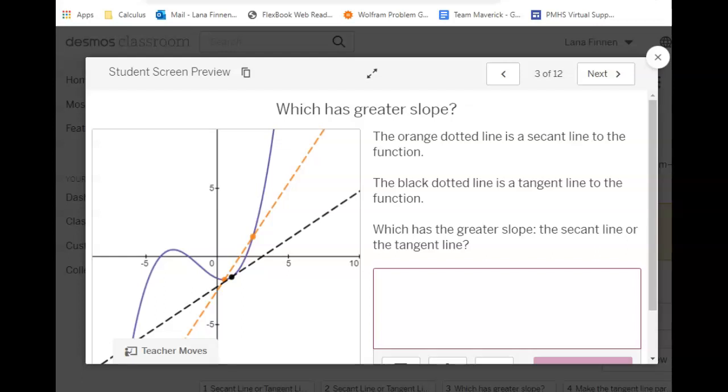Right, so if you look at this graph here, you can ignore all this stuff here, but we've got this blue curve, and then the orange line is what kind of line? Secant. And the black line is tangent. Okay, so if I have these 2 orange points, I can find the average rate of change between those 2 points, right?